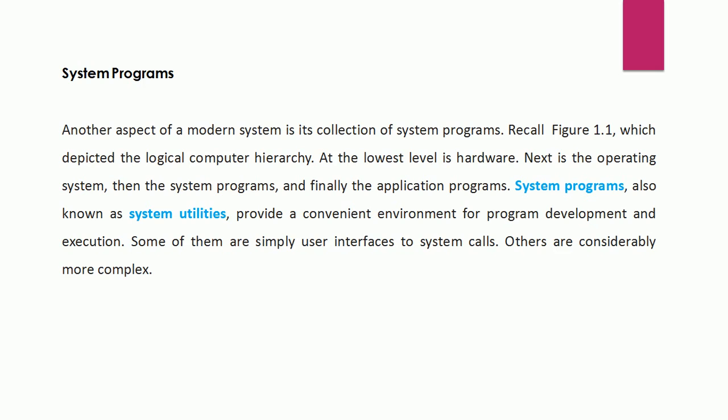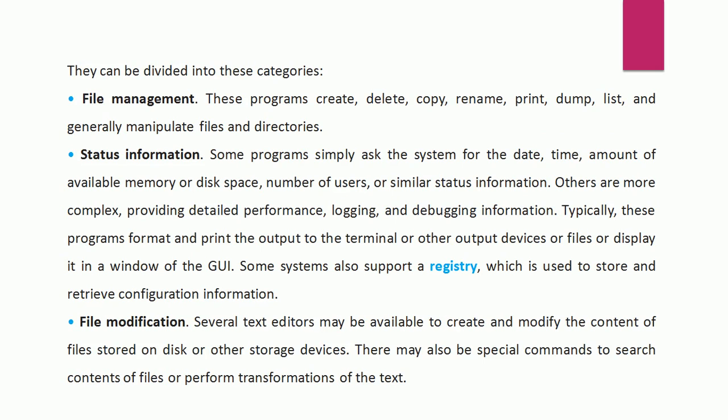System programs, also known as system utilities, provide a convenient environment for program development and execution. Some of them are simply user interfaces to the system calls, and others are more complex. They can be divided into the following categories.